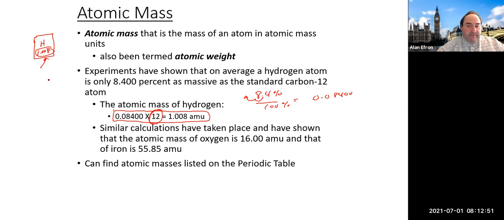Now, similar calculations were done to figure out the atomic mass of everybody that we see on the periodic table. And basically that number can be taken off the periodic table as how many AMU there are in one atom of that particular element.